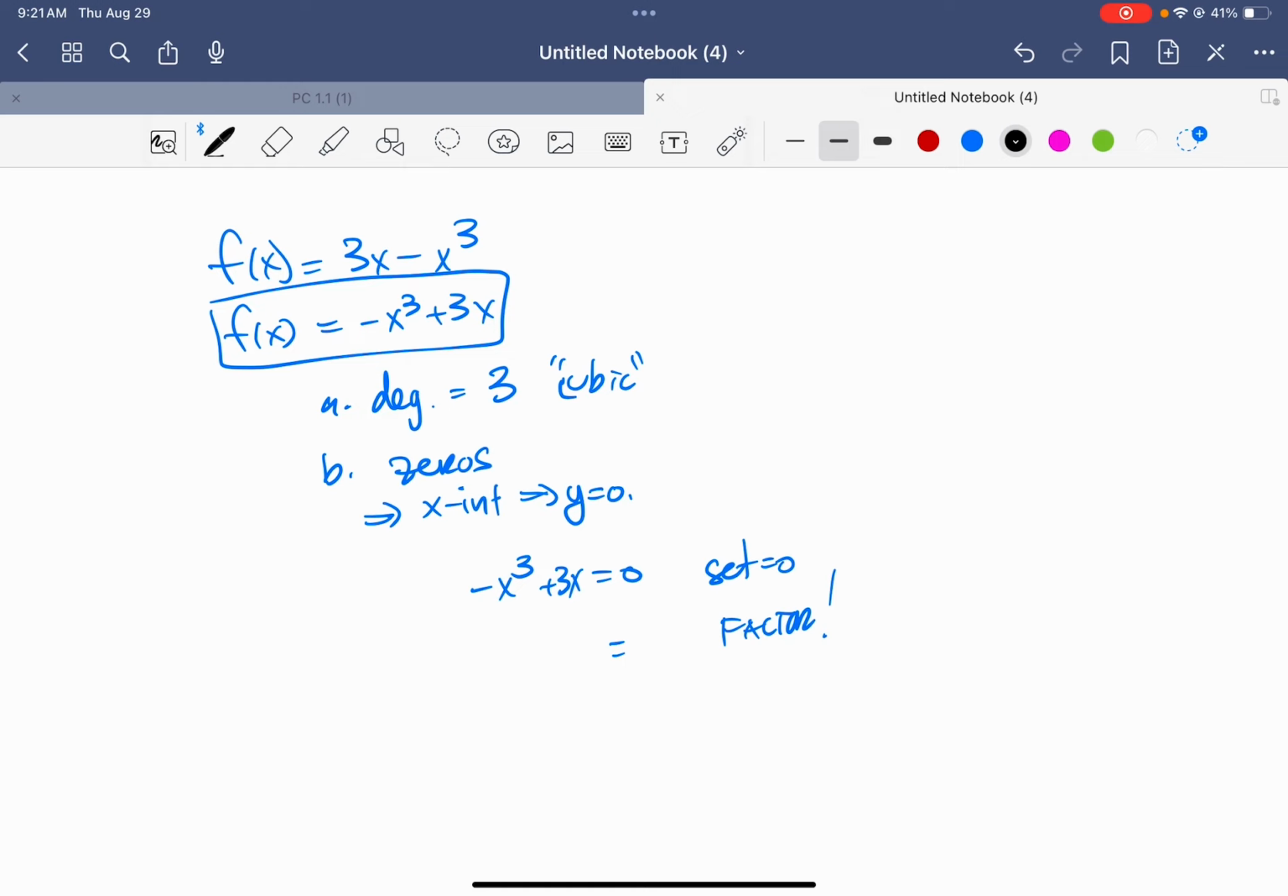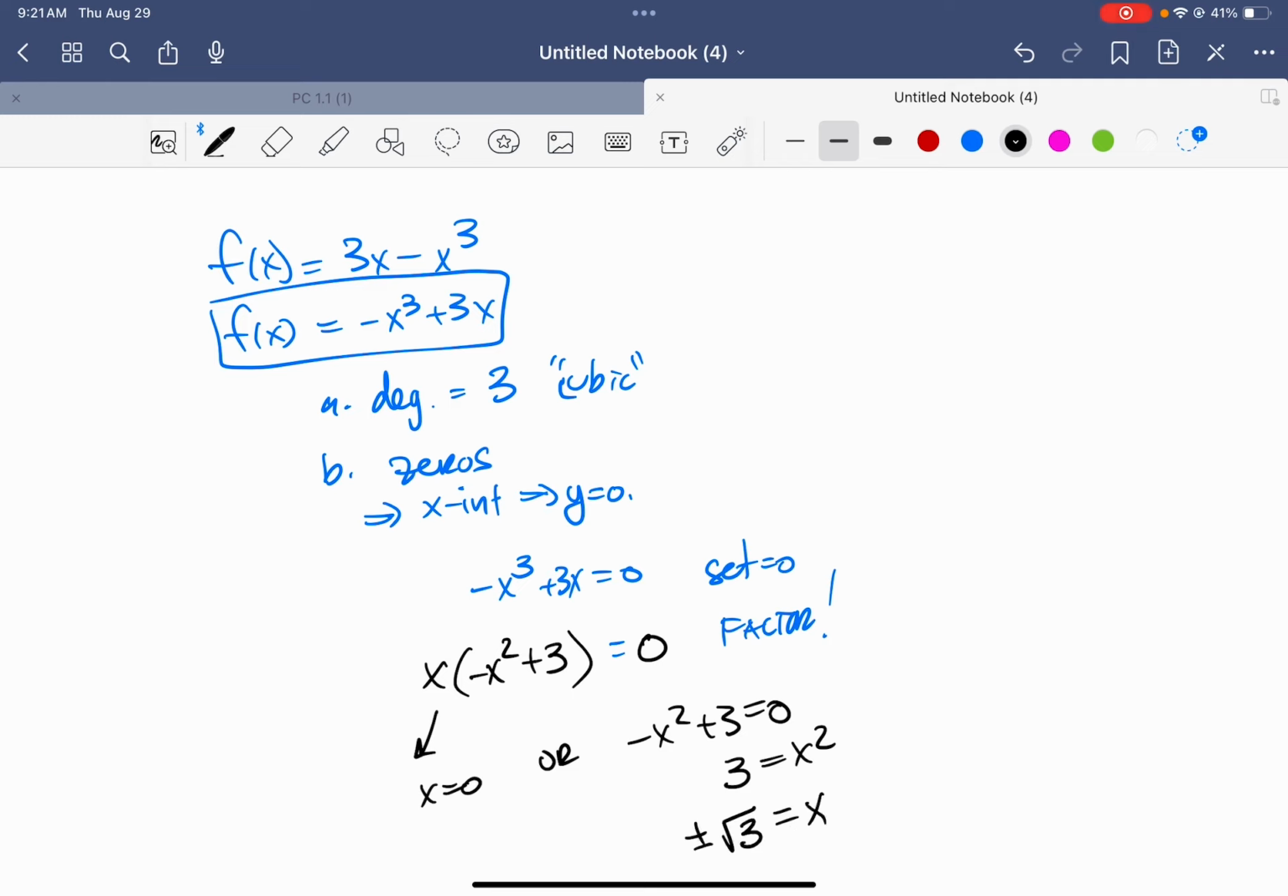So let me look. I guess I can first multiply by a negative to make my life easier. So, well, no, let's just pull out an x. So I pull out an x, and what's left? I guess negative x squared plus 3. So that tells me that either x is equal to 0 or negative x squared plus 3 is equal to 0. But that's just trying to tell you that x squared is 3 or x is equal to plus or minus the square root of 3. And this cubic gave us those 3 zeros.